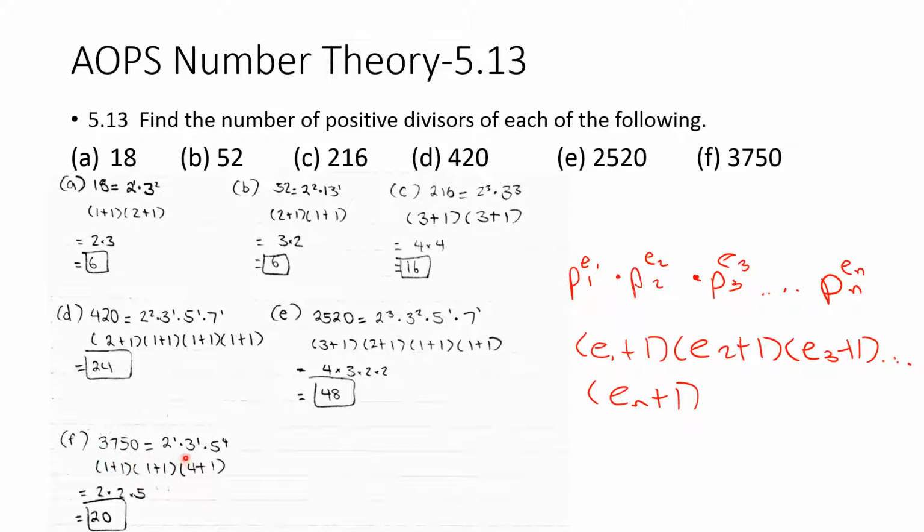3,750 is 2 to the power of 1 times 3 to the power of 1 times 5 to the power of 4, which is 1 plus 1 times 1 plus 1 times 4 plus 1, which is 2 times 2 times 5, which is 20.